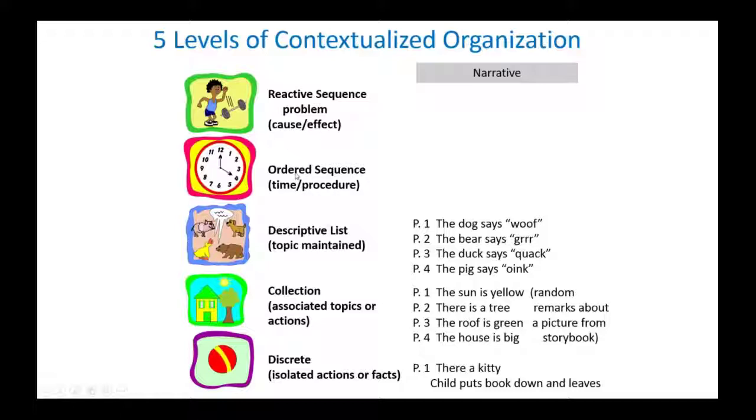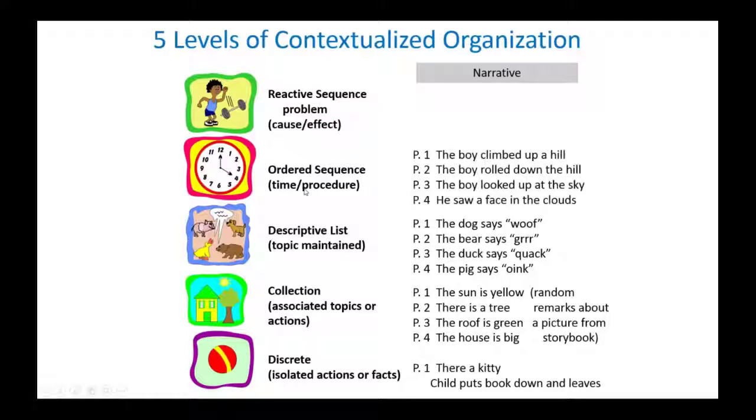We start moving into temporal sequences in stories. So the boy climbed up a hill, the boy rolled down the hill, the boy looked up at the sky, and then he saw a face in the clouds. It doesn't necessarily have to happen this way. The boy could have looked up at the sky and saw the clouds and then climbed up a hill and then rolled down the hill. It's just that's the temporal sequence that the story happened to take on. So we start to see some temporal sequencing.